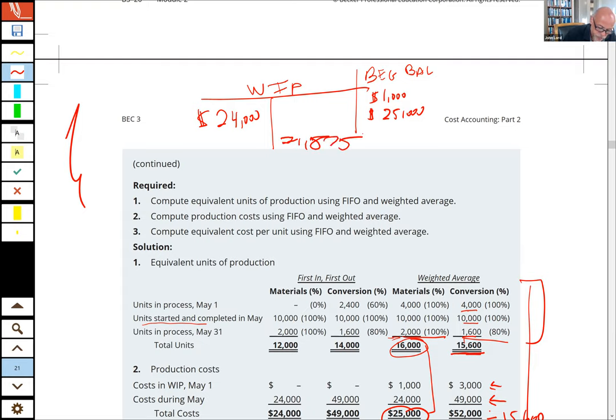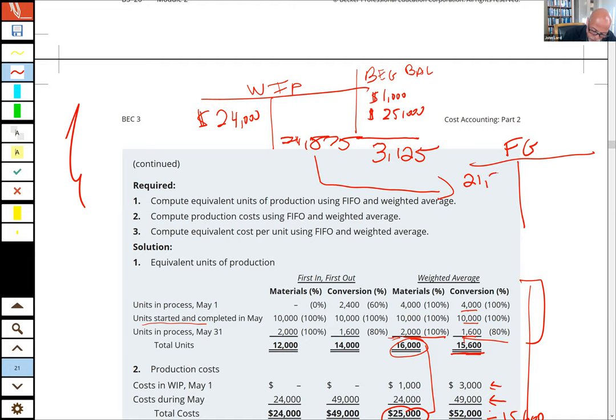It's even worse. 21,875 is what that says. That means now the balance is what? $3,125. Good. So now, because of this equivalent unit method, I know what to credit to work in process and what to debit to finished goods: $21,875, right?